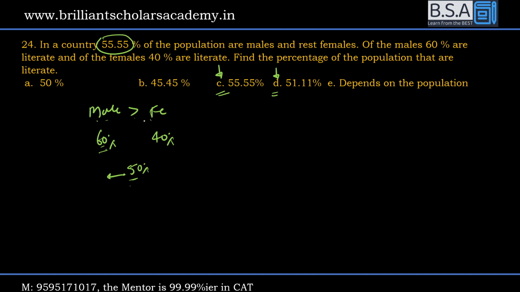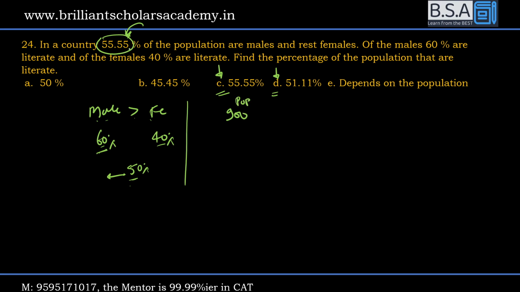There are more males. Literacy of males is 60%, females is 40%. The average will be between them. So exact middle point is 50. More males mean literacy will move towards 60. Observe. This I have given you as a hint earlier in the last lecture. Whenever the same decimal repeats, 0.555, 444, what denominator do we assume? 9. So here I am imagining the population is 900.